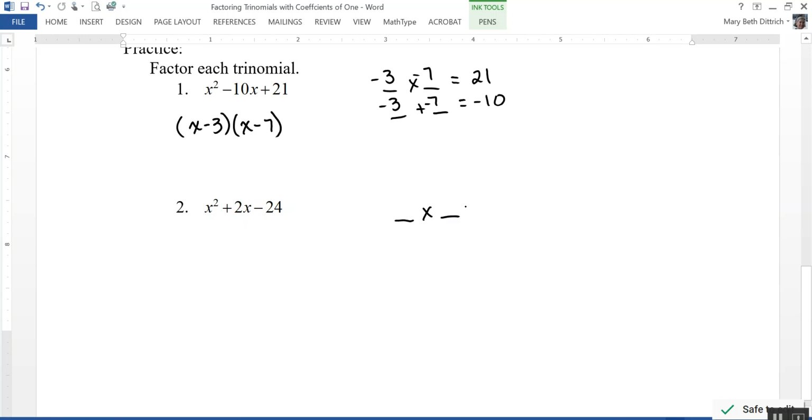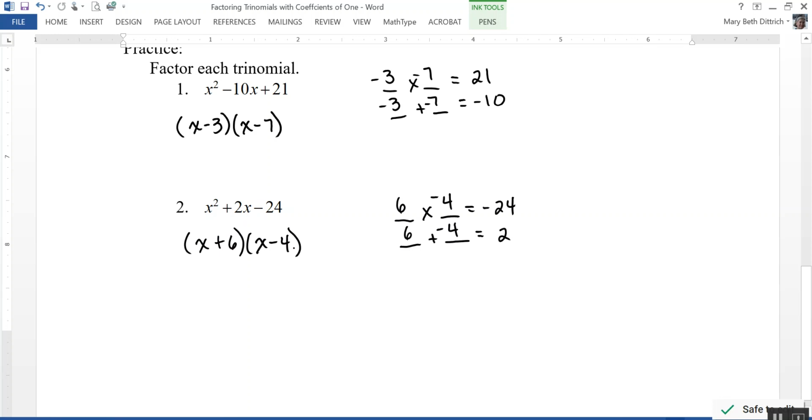So I need two numbers whose product is negative 24 and whose sum is 2. So I'm thinking maybe 6 and 4. Okay, so one of them is going to have to be negative to get a negative 24, and then I need a 6 and a 4 to give me a positive 2, so my 4 is going to have to be negative. So the two numbers I'm looking for are a positive 6 and a negative 4, so that's going to give me x plus 6 times x minus 4.